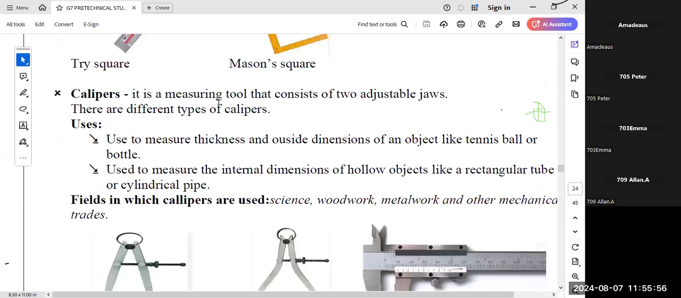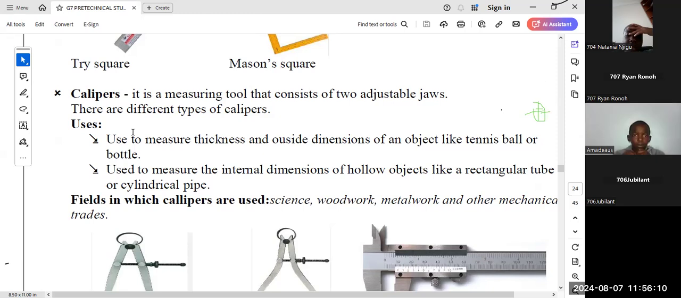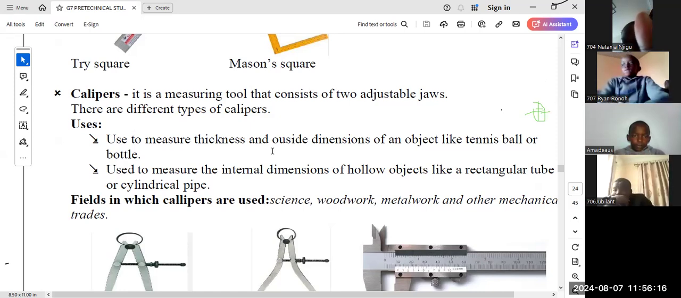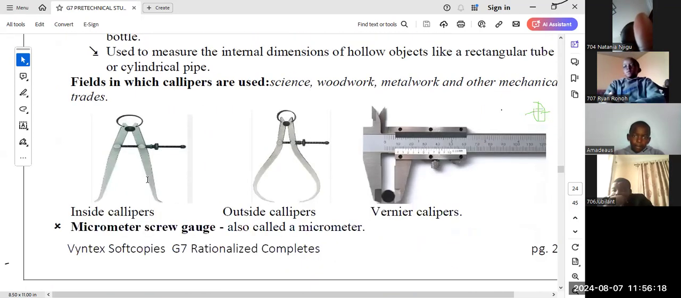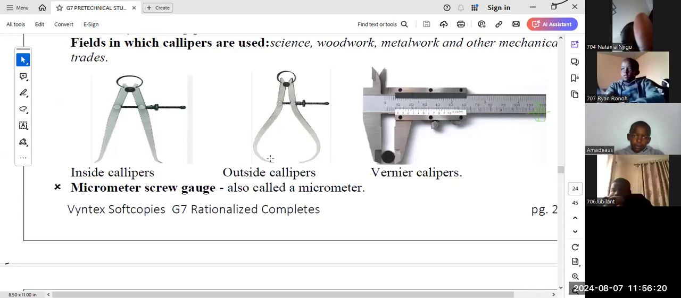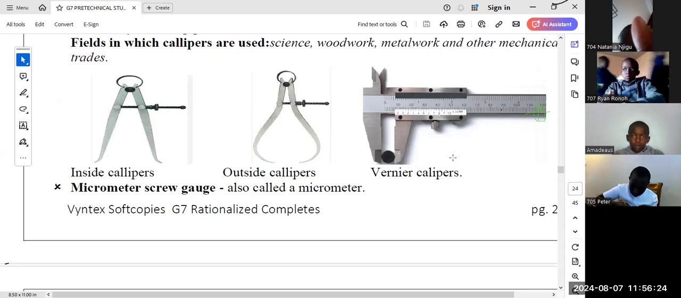Calipers is a measuring tool that consists of two adjustable jaws. And we have different types of calipers. For example, we have the inside caliper, the outside caliper, and the vernier caliper. Now, these three examples have been shown here. You see, this is the inside caliper, this is the outside caliper, and this one is the vernier calipers.